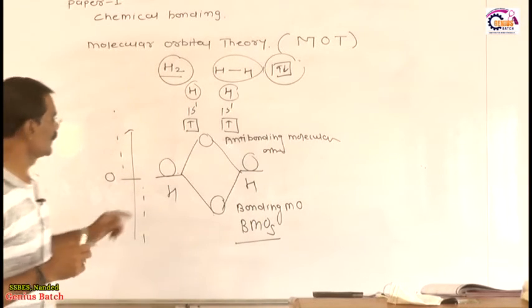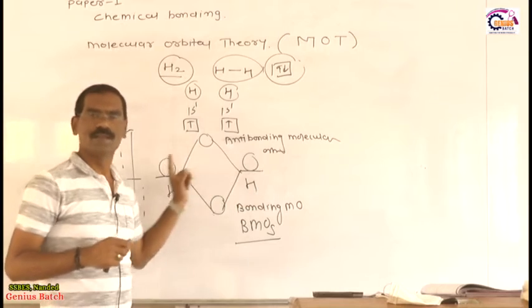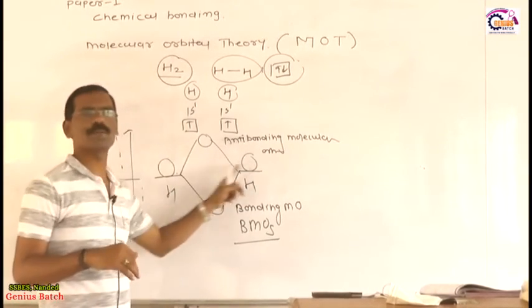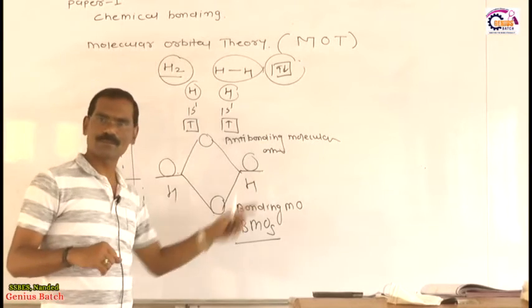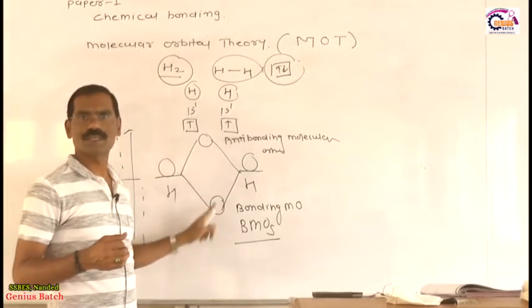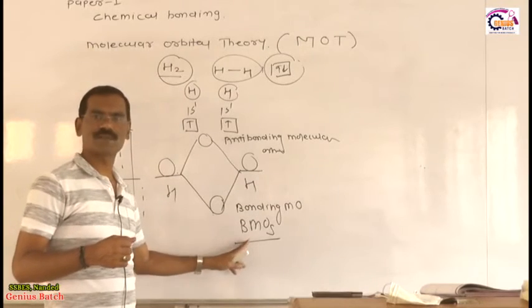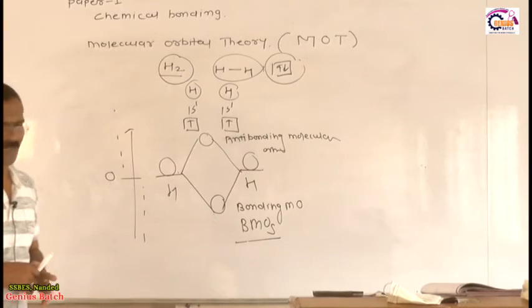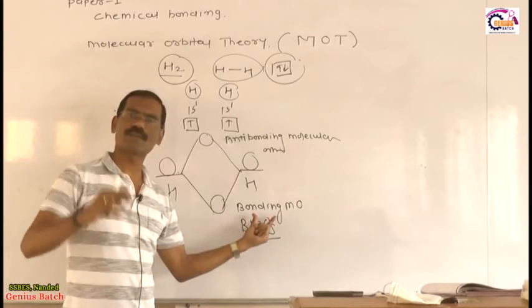Suppose I have 2 atomic orbitals. These 2 atomic orbitals overlap each other and give 2 molecular orbitals. Out of the 2 molecular orbitals, one orbital is called the bonding molecular orbital, and the other is called the anti-bonding molecular orbital. What is the bonding molecular orbital?